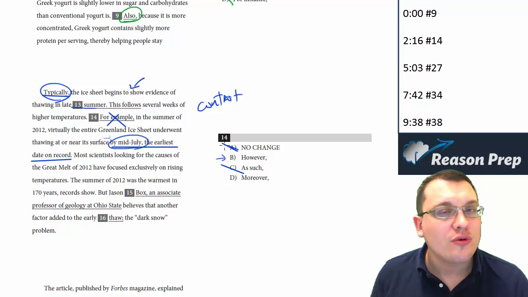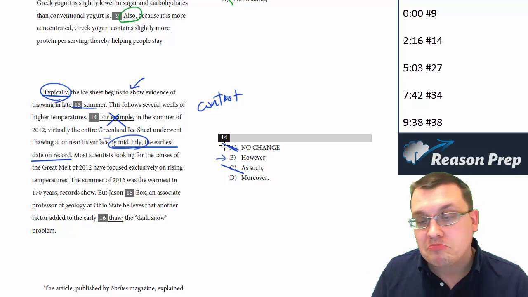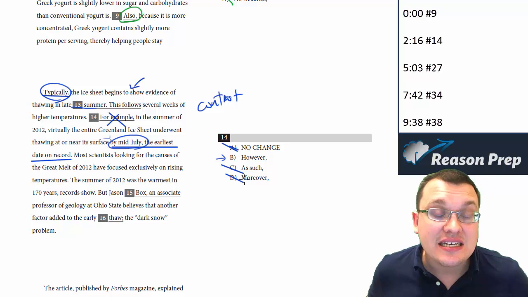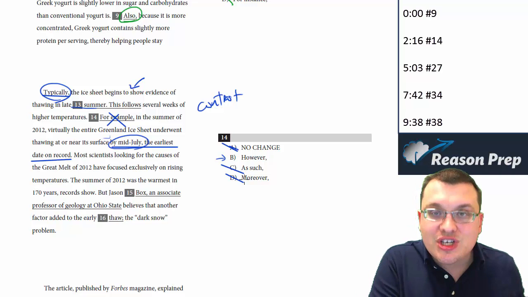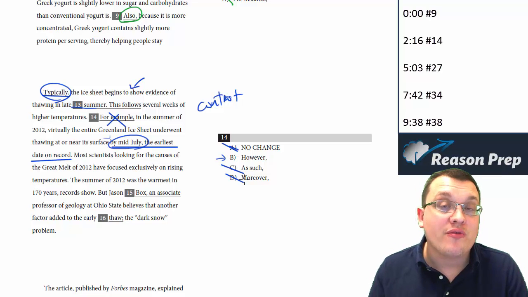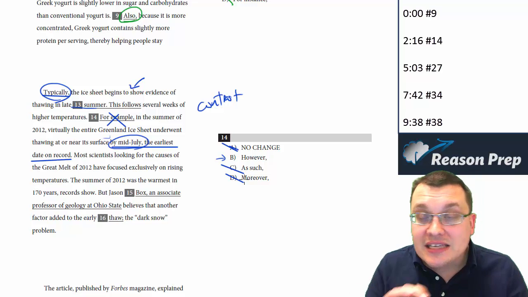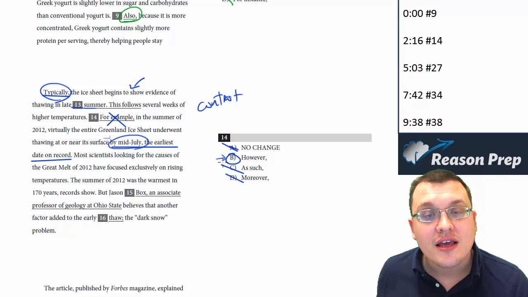As such is like, for example, it would be used if you were giving an example of something or a further explanation of something. Same thing with moreover. So really A, C, and D are all of the type that you are presenting some general statement and then building on it, whether providing an additional example, furthering the argument with more reasoning. A, C, and D don't show that flip, that contrast, and the only one that does that is choice B.